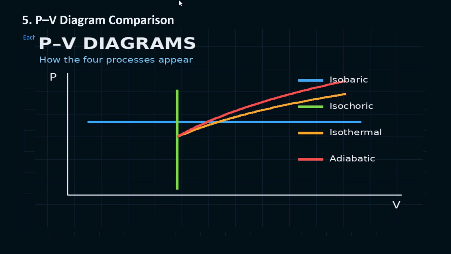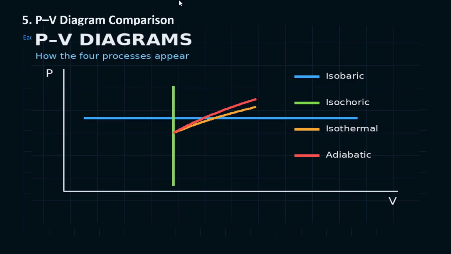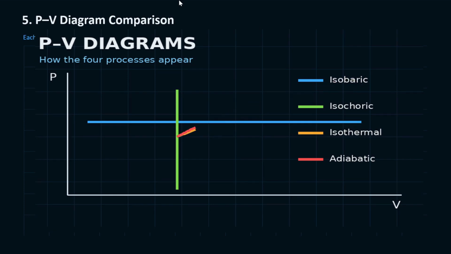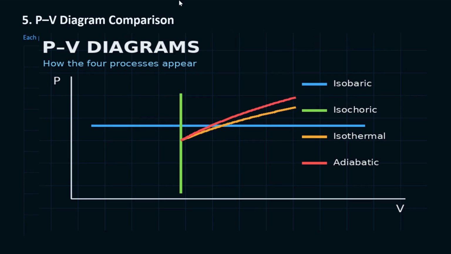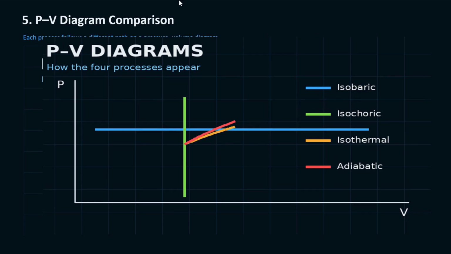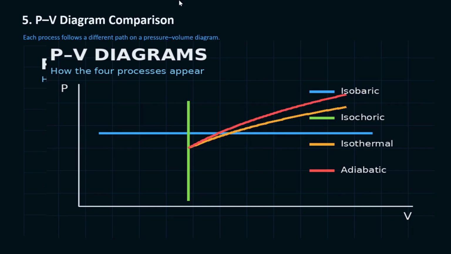Let's quickly compare these four processes using a pressure-volume diagram. For an isobaric process, the pressure remains constant, so we get a horizontal line. For an isochoric process, the volume remains constant, giving us a vertical line. For an isothermal process, temperature remains constant. The curve follows the relation PV equals constant. For an adiabatic process, there is no heat transfer, so the curve is generally steeper than the isothermal curve.